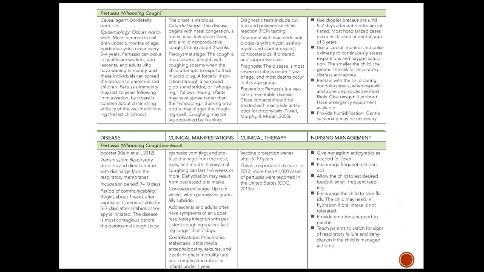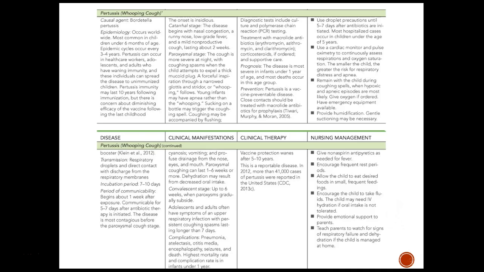It's spread through respiratory droplets and direct contact with discharge from the respiratory membranes. And it has several different stages. There's a catarrhal stage where we have nasal congestion and a runny nose. You might have a low-grade fever, and we have a non-productive cough. And that lasts about 2 weeks.